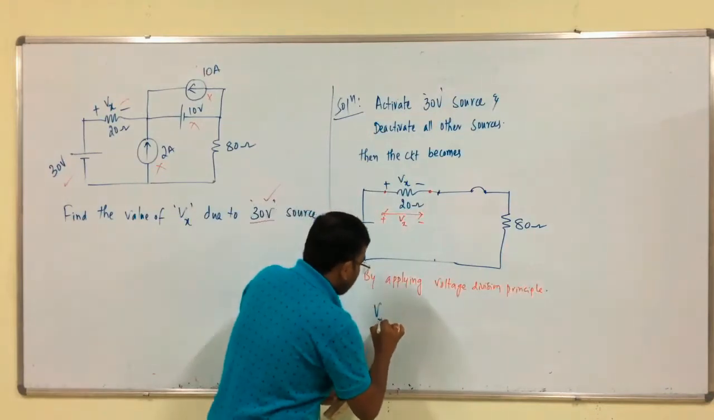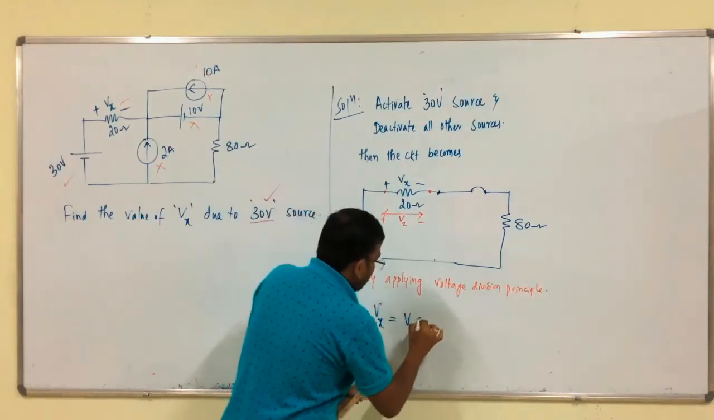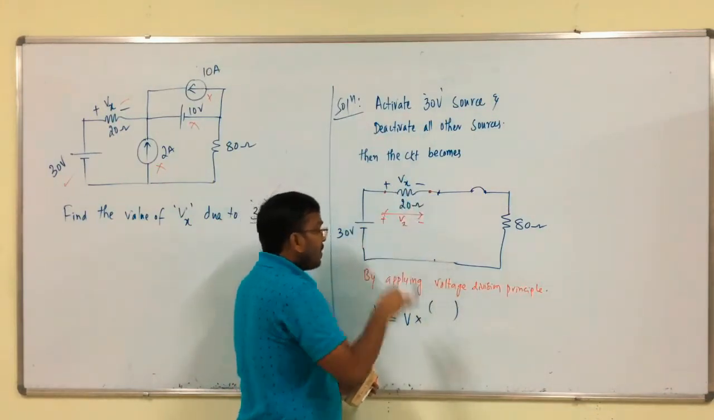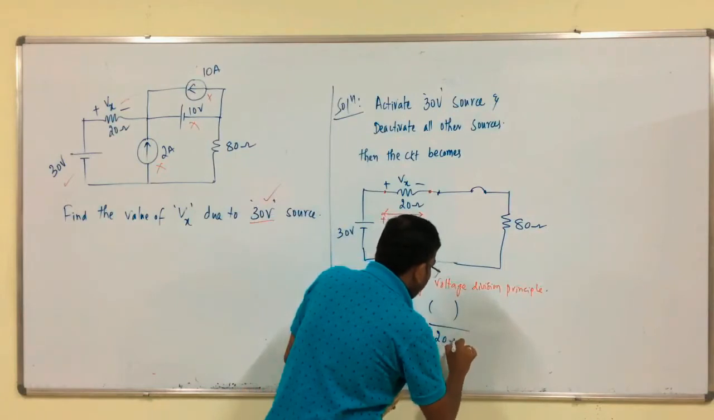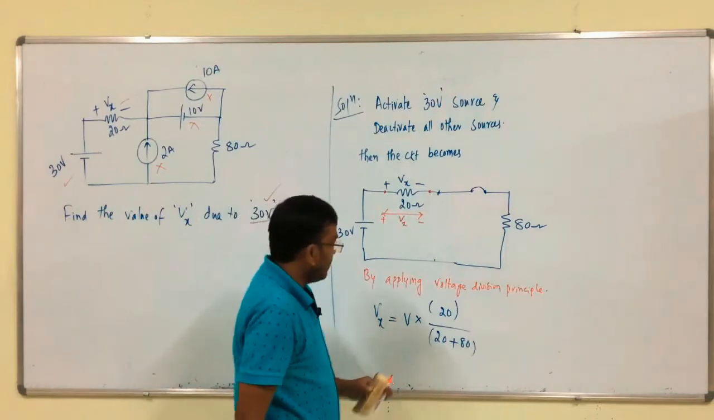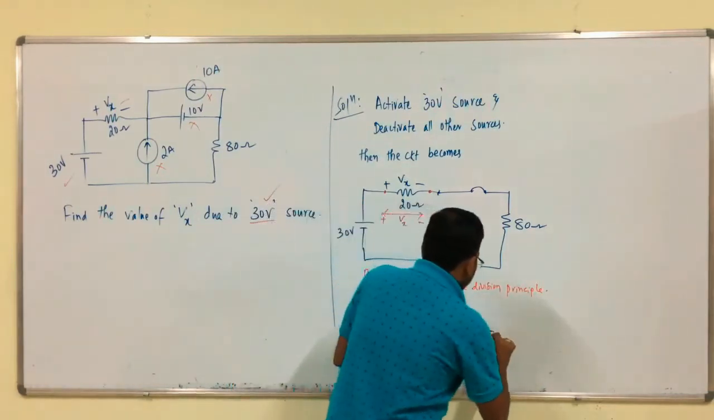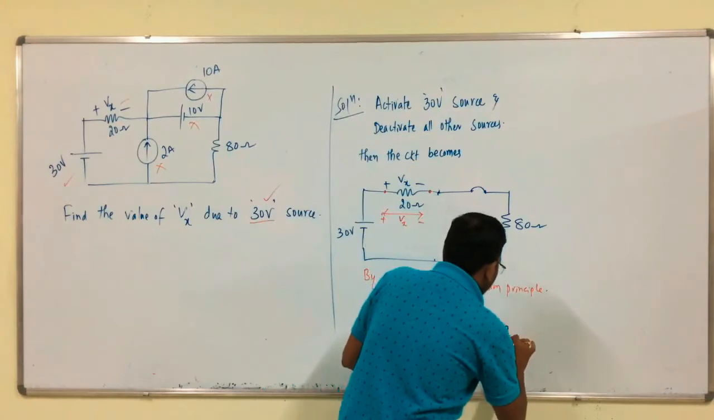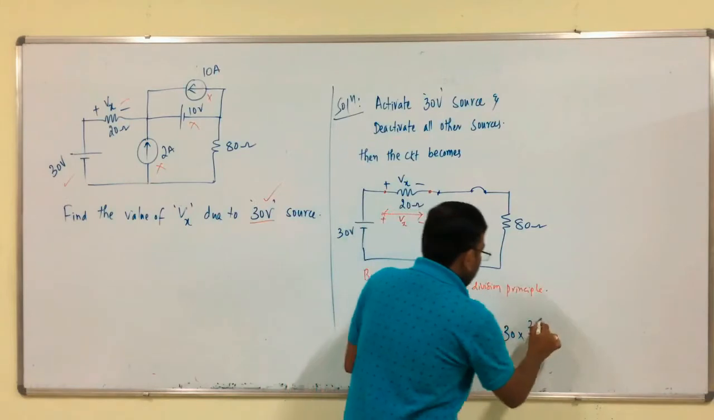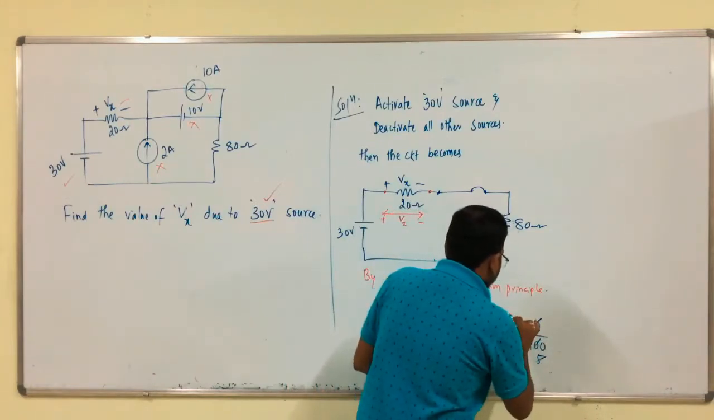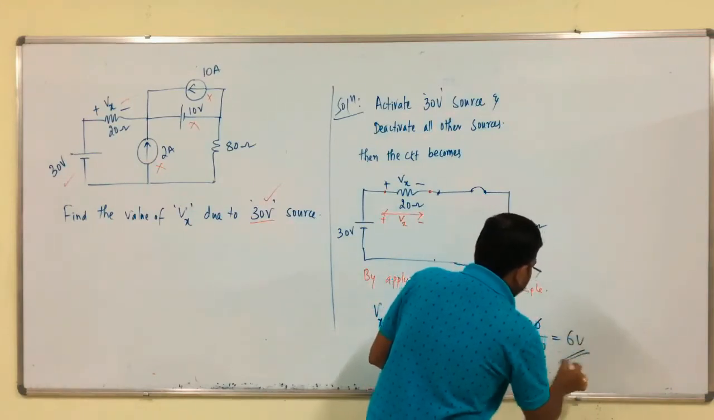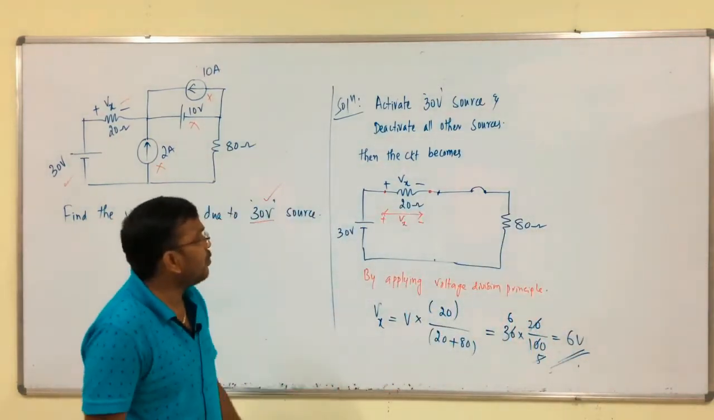So, therefore, Vx is equal to the total voltage into the resistance of the branch divided by the total resistance, 20 plus 80, which is equal to 20. So, this is the voltage division principle, right. From this we calculate the value of V, that is 30 into 20 by 100. So, this is 6 volts. So, Vx is nothing but 6 volts.